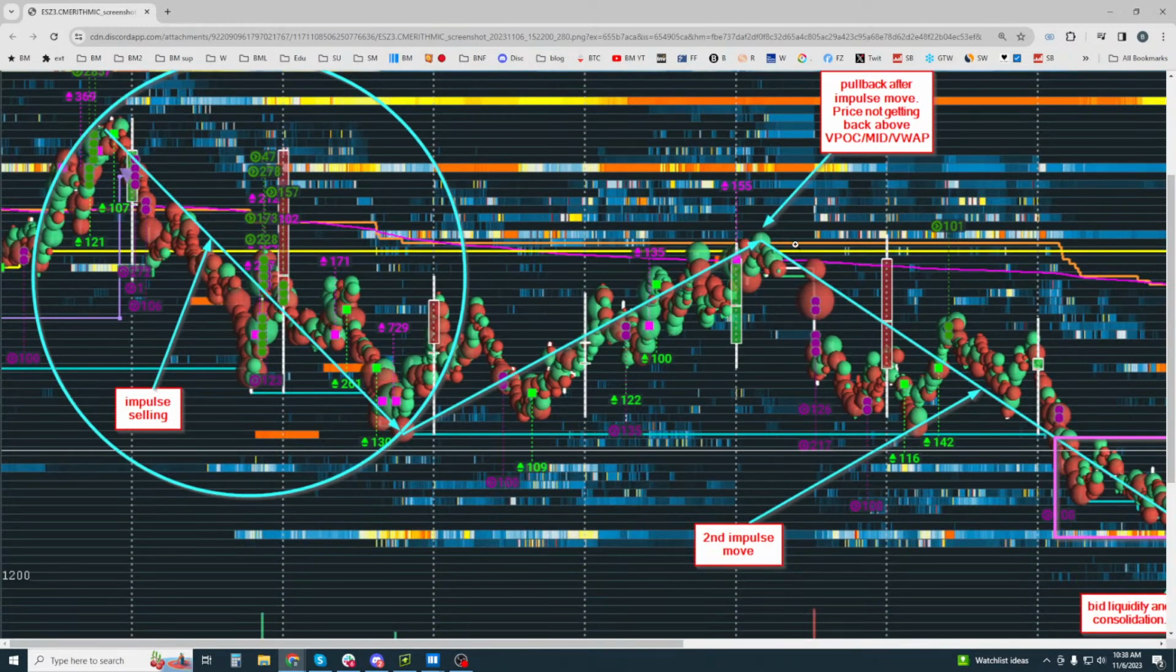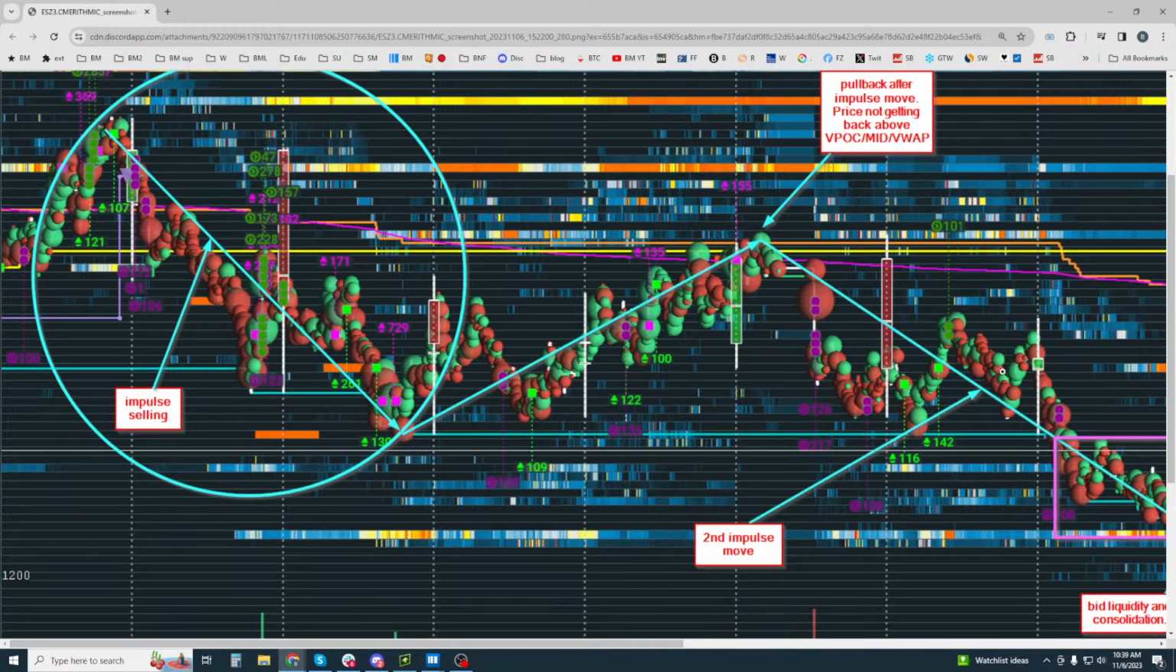Yeah, I don't know. I mean, I do see that you're looking at something else. Now, this is not the setup. This is your setup. You're looking at VPOC here, right? And then you're looking for your second impulse move. This one looks really good in here. I don't really see it as looking too good in here, to be honest.